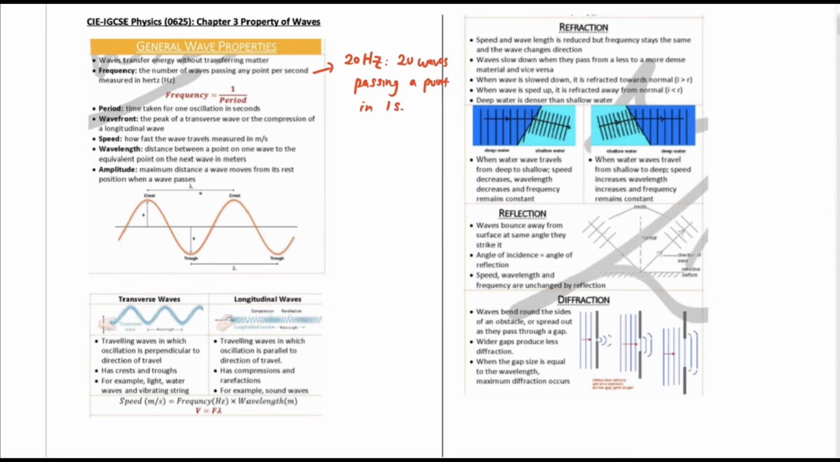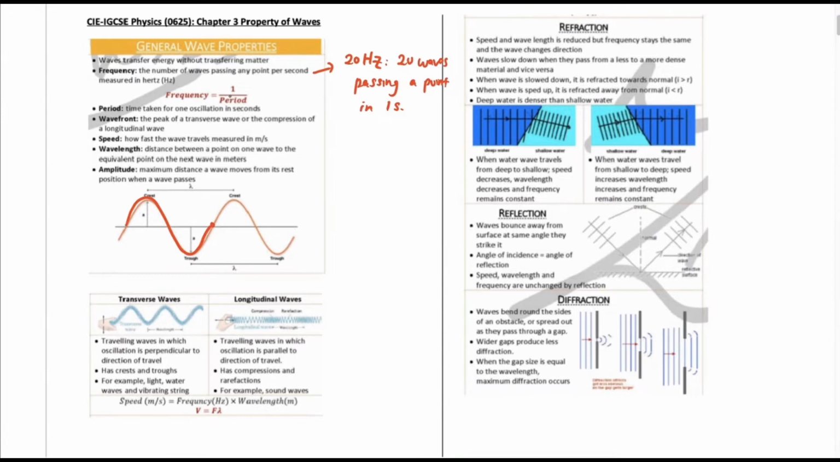What do you mean by 20 waves? So you see here to here is counted as one wave. So one wave, two waves, and so on. 20 waves passing through a point in 1 second. That is 20 hertz. So that's how we understand frequency.